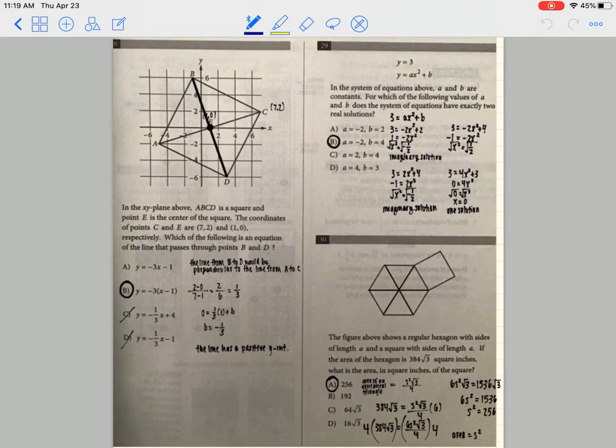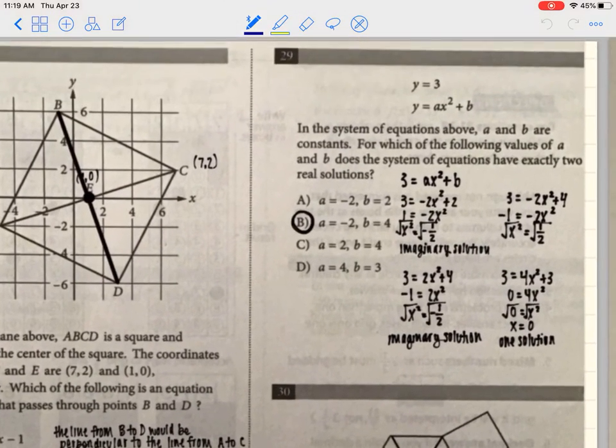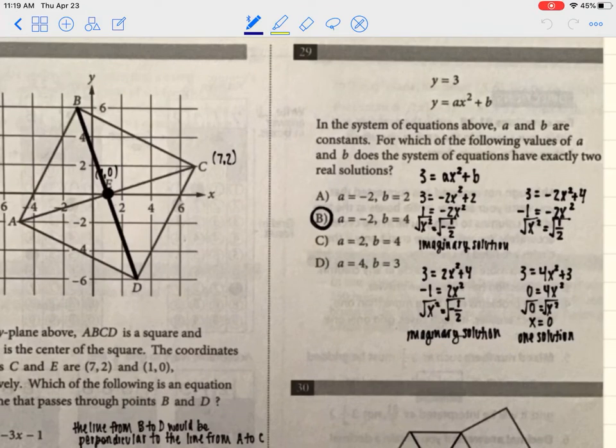were here, 29. I really feel like you do have to start by plugging in 3 for y here. And then you're just plugging in all the a and b values till you find the one that gives you one solution. And that one solution, of course, was using the -2 with the 4.